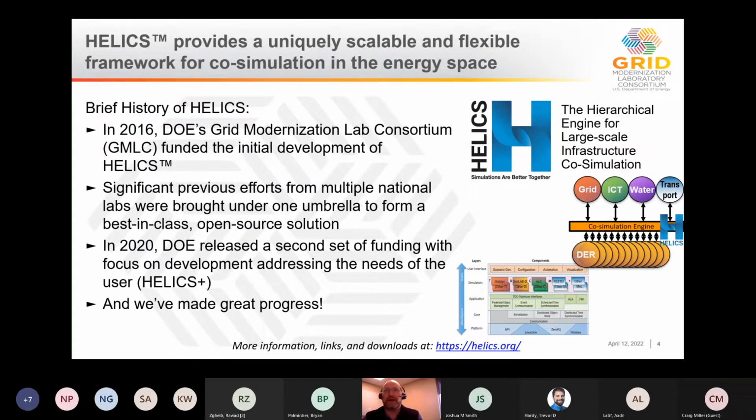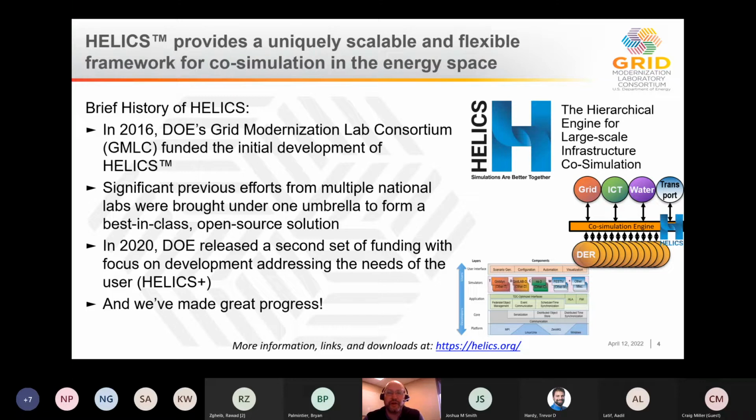So just a little bit of background, just a brief history for Helix. This was started in 2016 under the DOE's Grid Modernization Lab Consortium, or the GMLC. We created the initial tool called Helix, and it was really bringing together the fact that there were a bunch of national labs working on different source codes that were doing essentially co-simulation in different frameworks and different ways. And it was really noted that the best thing to do is to collaborate, to work together and bring it all under one umbrella to form kind of a best-in-class open source solution that all the national labs were using and that we were then able to share with the community.